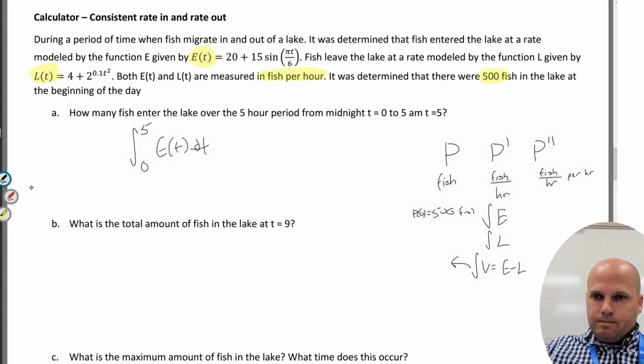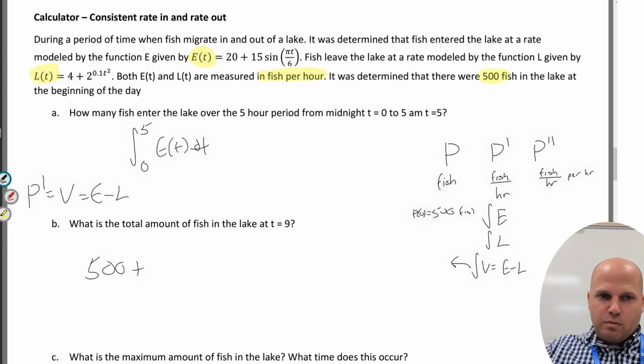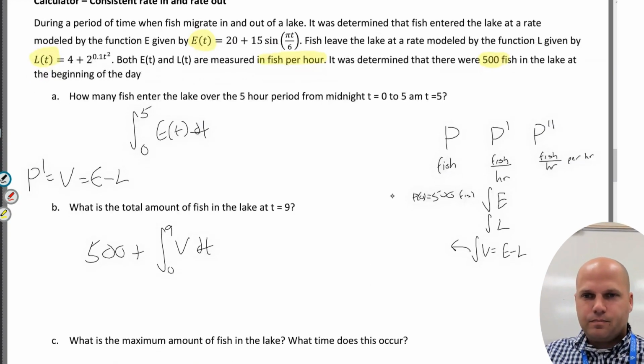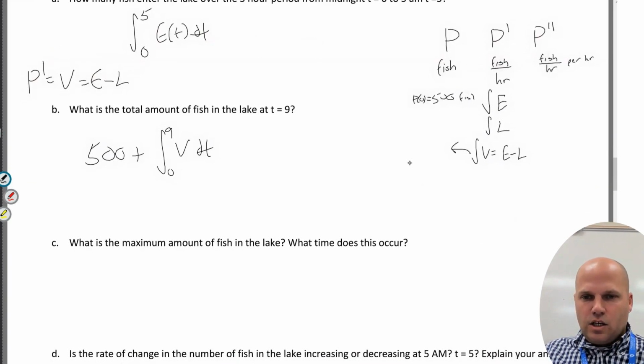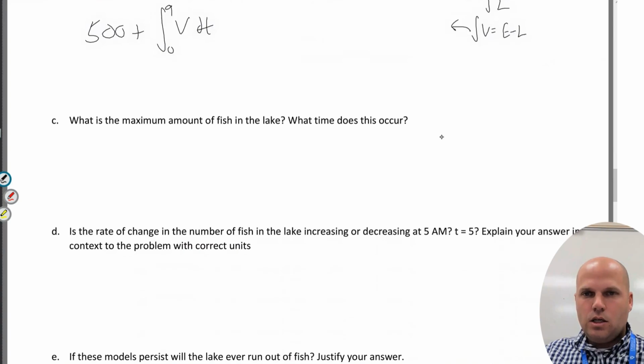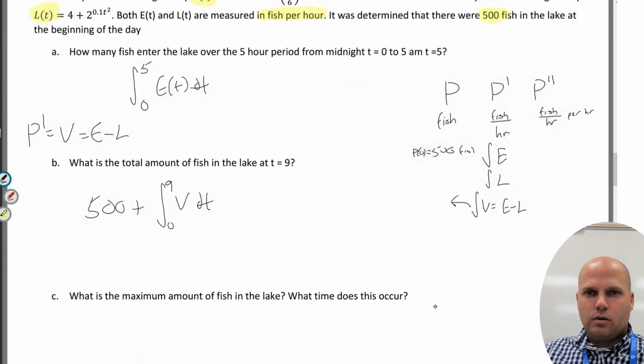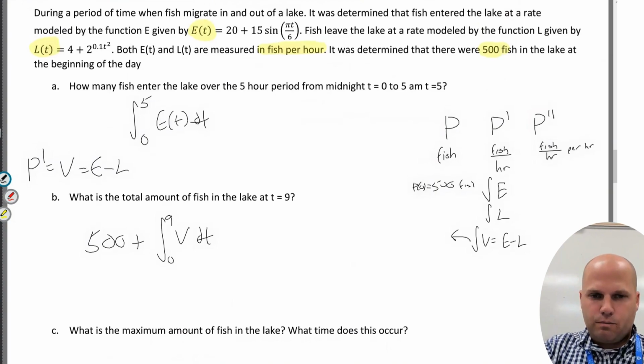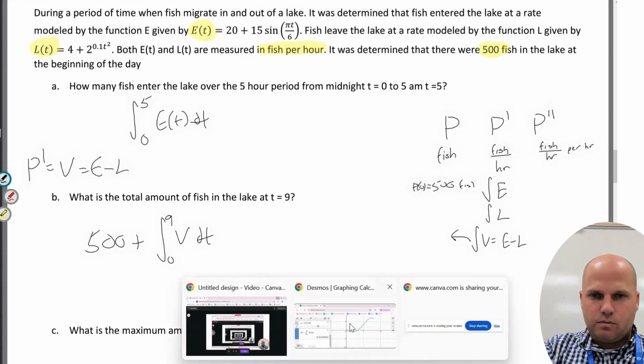For B, I'm going to write that P prime equals V, which equals E minus L. For B, I'm just going to do 500 fish plus, from 0 to 9, my velocity, or my P prime. C, D, E, we will have to do. So let's go ahead and just break out Desmos and start doing some stuff.